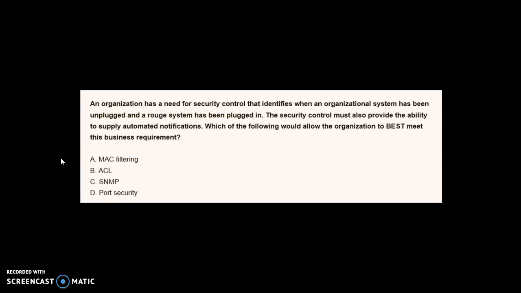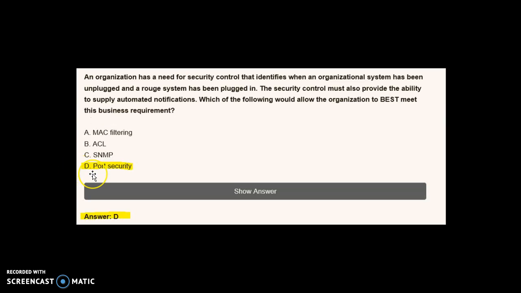An organization has a need for a security control that identifies when an organizational system has been unplugged and a rogue system has been plugged in. The security control also provides the ability to supply automated notifications. Which of the following will allow the organization to best meet this business requirement? I talked about this earlier, actually, in the last question. It's D, port security. Basically the port gets shut down, as I was saying. 802.1x is awesome for this because it will see another MAC address just got plugged into this port, and it's going to be shut down.